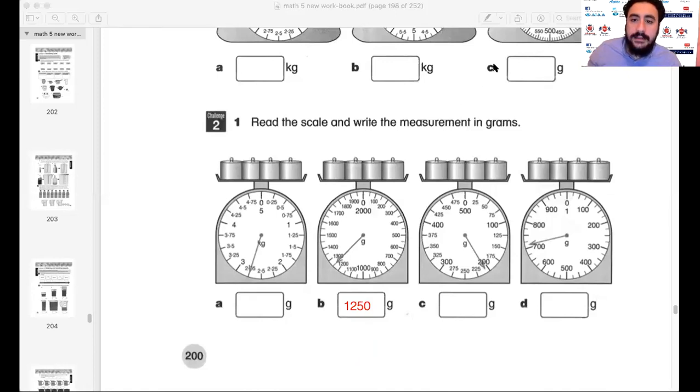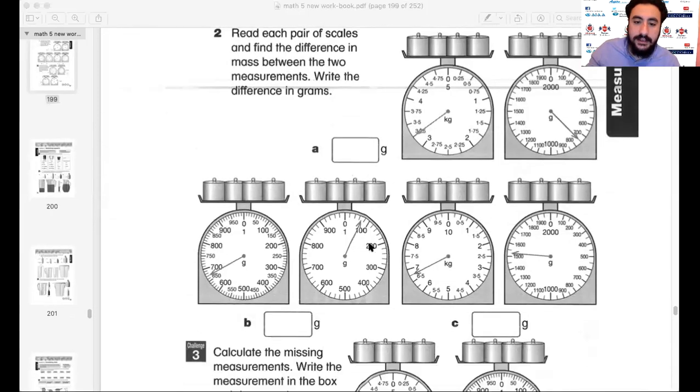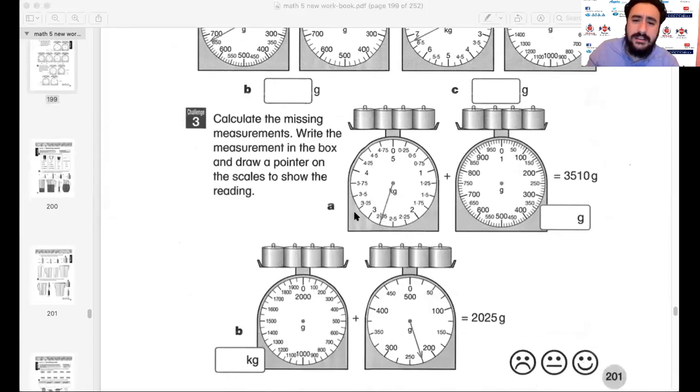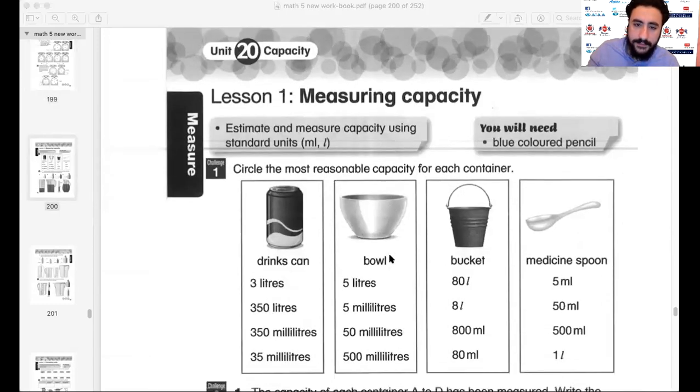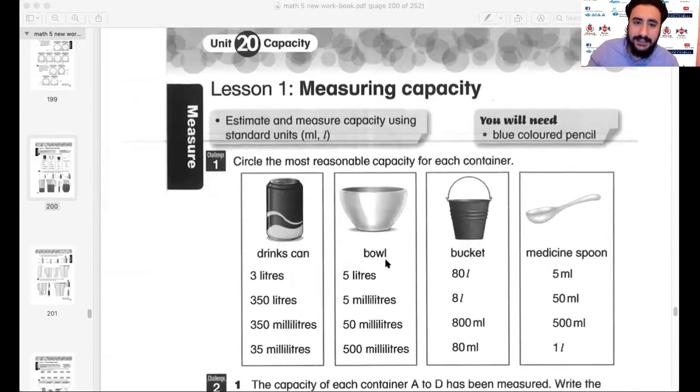Okay. So we can write 1,000 here, and we can write here 20, 30, 200. You can divide the measurements as you like. So let me go for the other one, because I want to finish capacity today, inshallah. So all of these are the same idea. Just read the scale and just write the missing measurements up here. Okay. About measuring capacity.